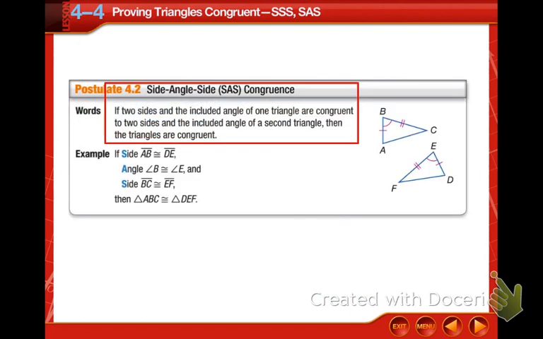So, side angle, side congruence. If two sides and the included angle of one triangle are congruent to two sides and the included angle of a second triangle, then the triangles are congruent.